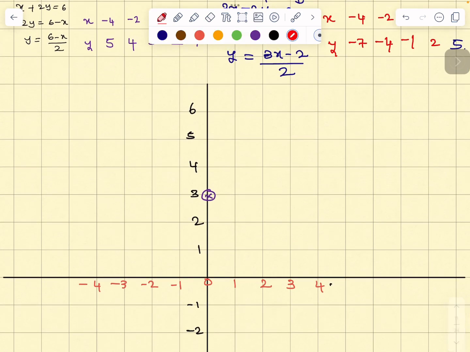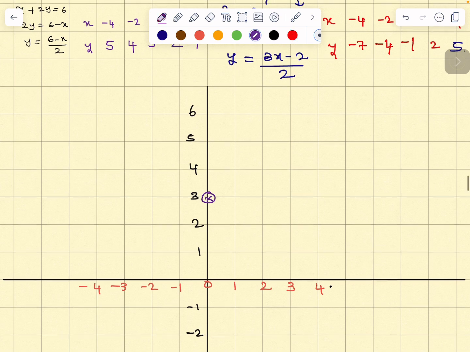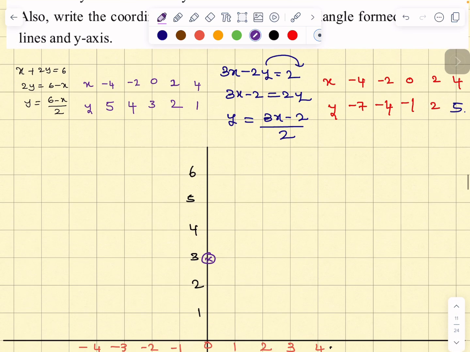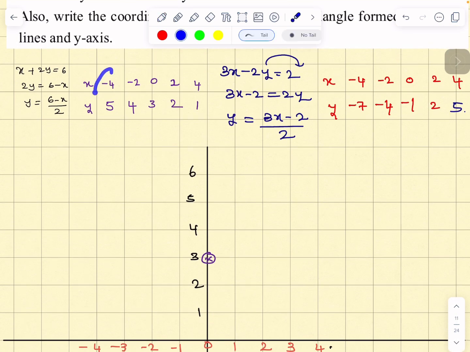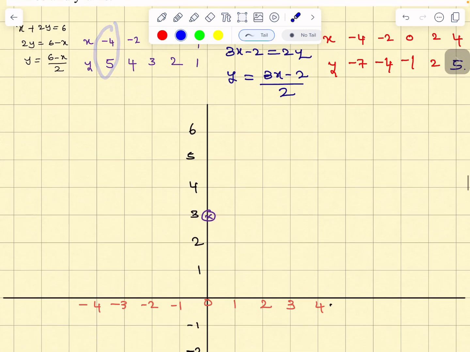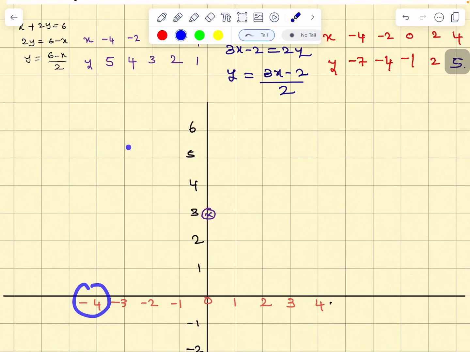So when x value is -4, the first equation, right? For x value -4, what is the y value? Y value is 5. So (-4, 5). So these 2 points, the intersection of these 2 lines, you put one point here.